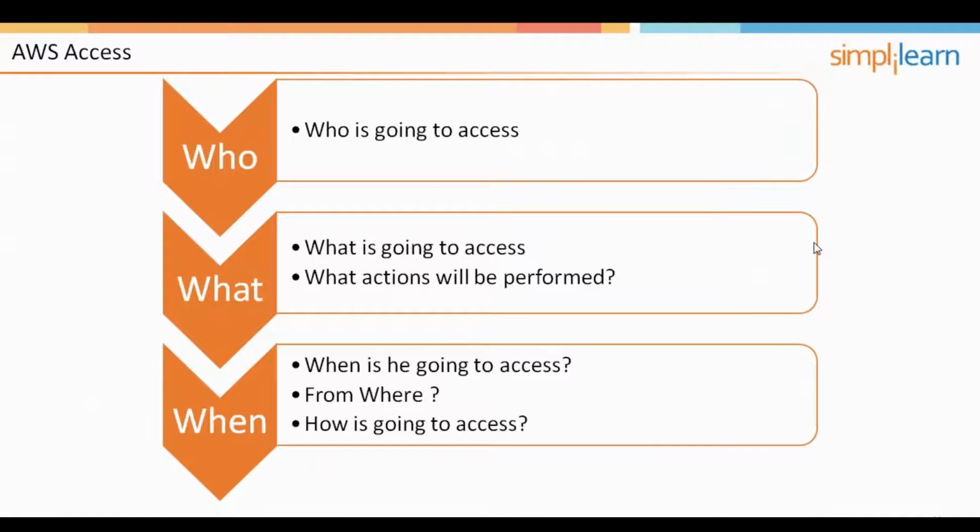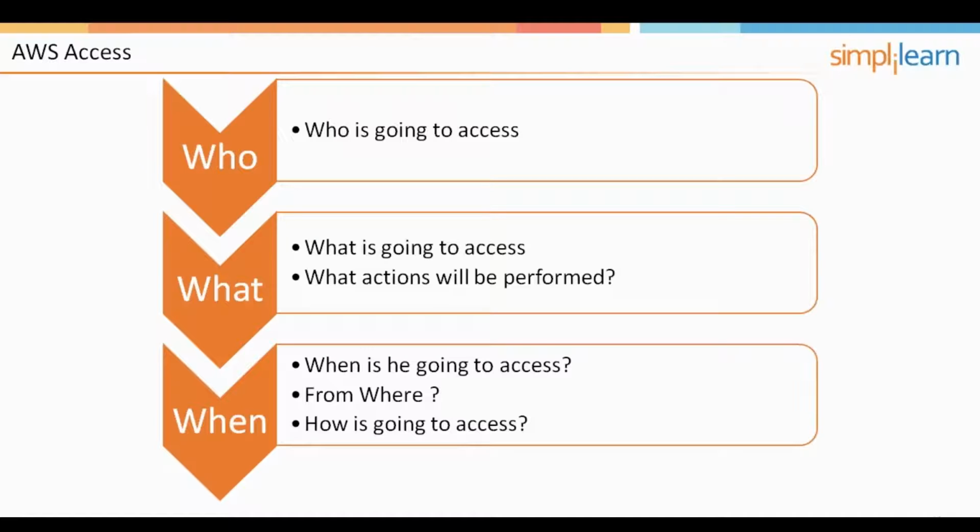Now when you want to work with Amazon, you have to think about this: who is going to access this? Again, I reiterate the same thing: IAM is for giving secure access to Amazon resources. When you want to give secure access, you have to decide who is going to access all this. Even if he is going to access, what all things is he going to access? Is he going to access EC2, RDS, S3, ELB? Don't worry, these are all core services of Amazon.